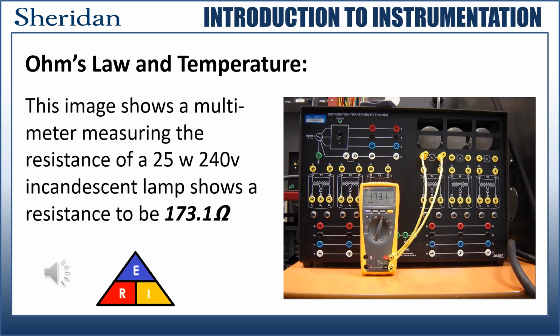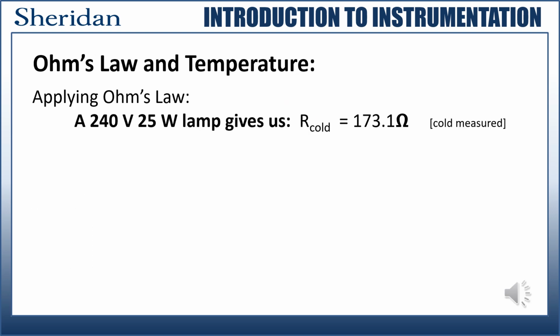Let's look at an example. Let's take a light bulb. Here we have a multimeter connected across an incandescent light bulb and set to read resistance. The bulb is rated at 25 watts and 240 volts. The measured resistance is 173.1 ohms. Let's take the measured resistance and identify it as cold measured.